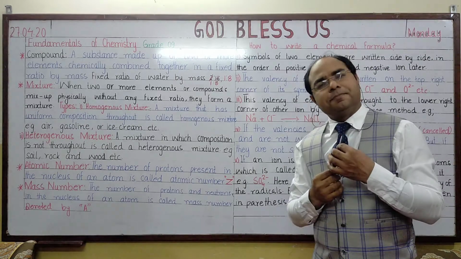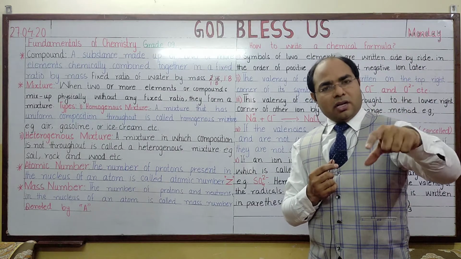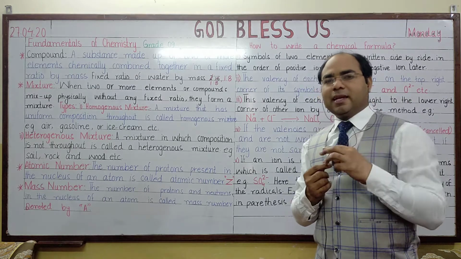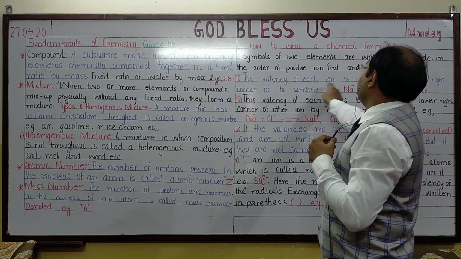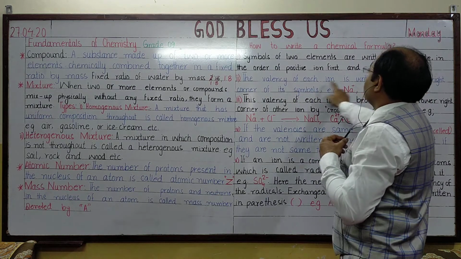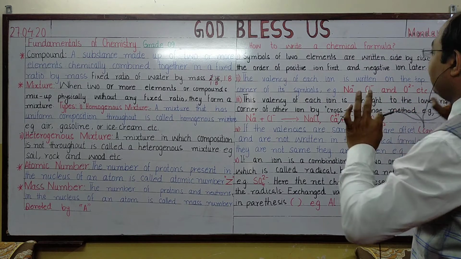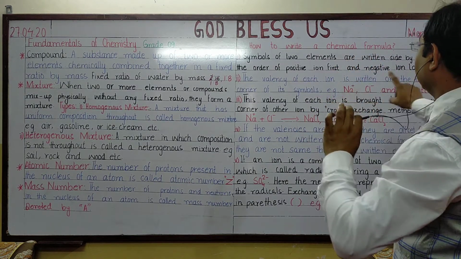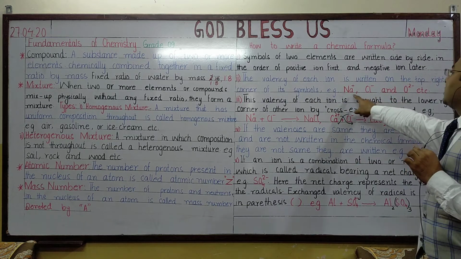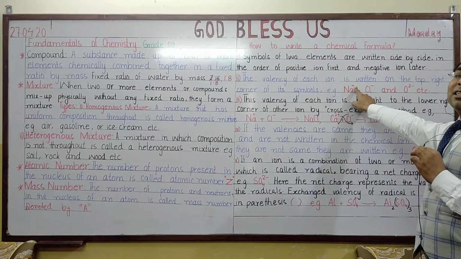Can you repeat? The symbols of elements are written side by side in an order of positive ion first and negative ion later. Then number 2, the valency of each ion is written at the top right corner of its symbol. For example, you see I'm standing this way. This is my left, this is my right.